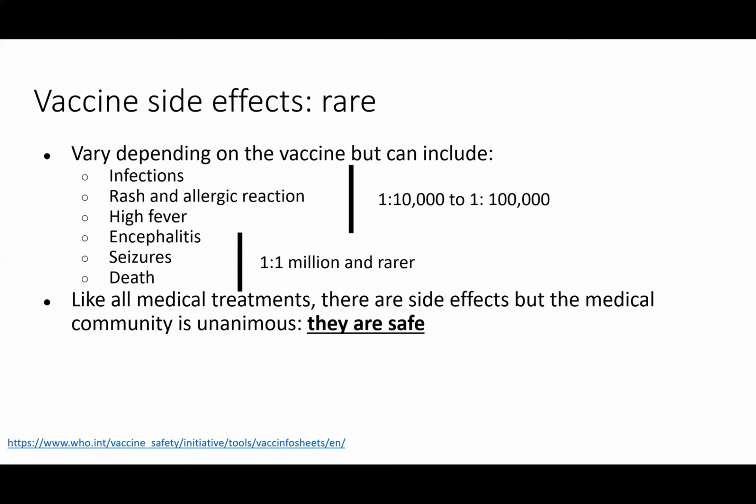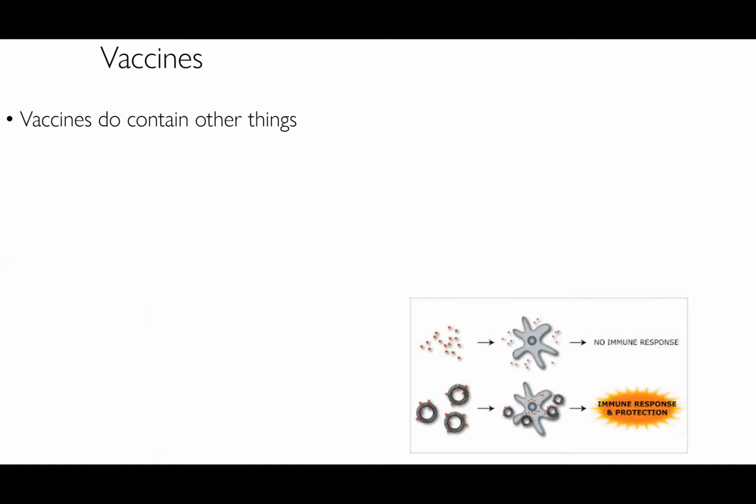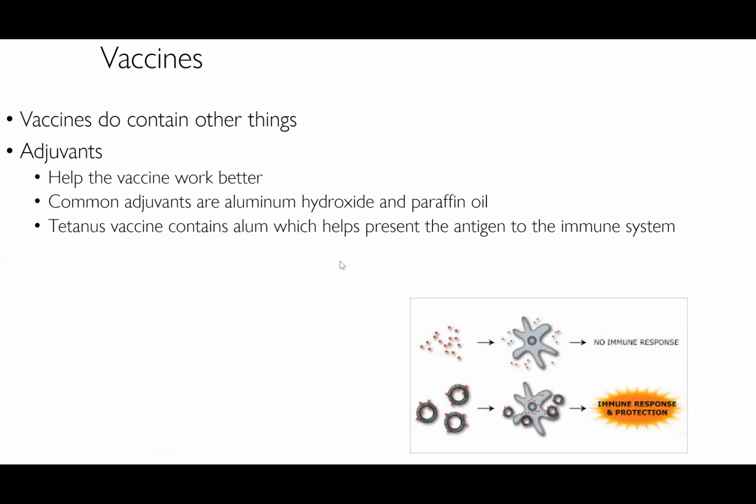But there has been a lot of stuff that has sort of caused some flak around vaccines, and this is particularly what vaccines contain in addition to the viral or bacterial particles that we're interested in. And so these include things like adjuvants, and these help the vaccine work better. These are typically aluminum hydroxide or paraffin oil, and the idea is that it helps the body mount an immune response. So if we add an adjuvant to, say, in this case, the tetanus vaccine, what it does is it allows our immune system to better respond to the tetanus microbe and mount a more effective immune response.